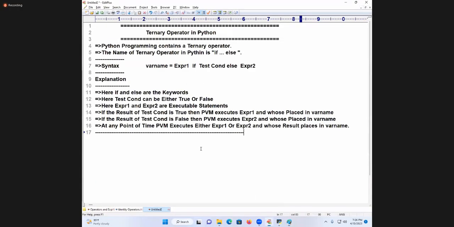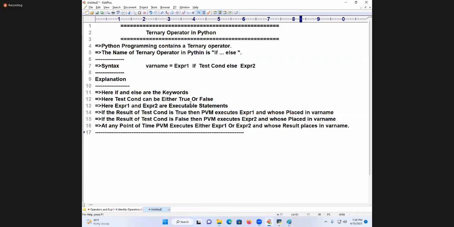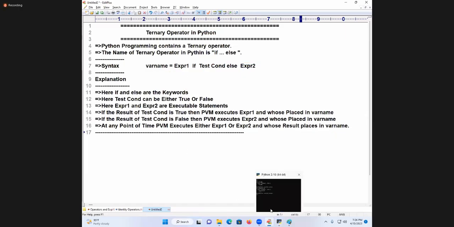Where is it coming from? I wrote: the test condition can be either true or false. If the result of the test condition is true, then PVM executes expression 1, whose result is placed in the variable name. Where will the entry come? Test condition. The test condition is true. Go to where? Expression 1, and the result is placed in where? Variable name. If the test condition is false, put it in where? Expression 2, and whose result is kept in where? Variable name.